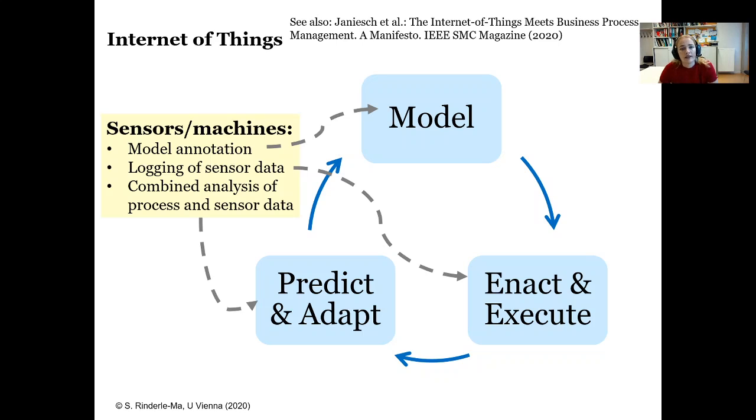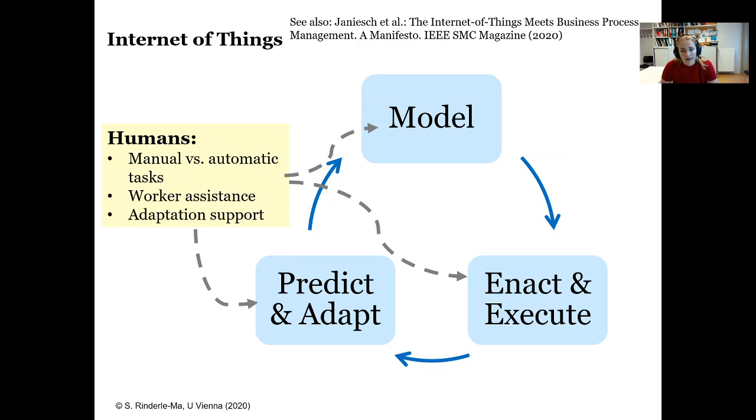In all phases, a really important thing to do is to think about how to integrate sensors and machines into the business process. It starts off with a model, where you have to think about how to annotate the model, but then also, during runtime, how to log the process event data but also the sensor data. If we manage to do that, we have good chances to use both data sources, the process data and the sensor data, for combined analysis.